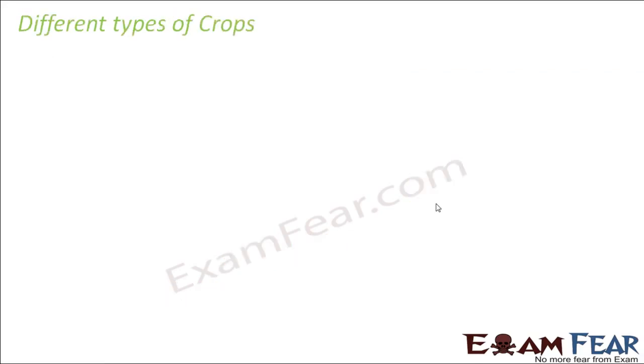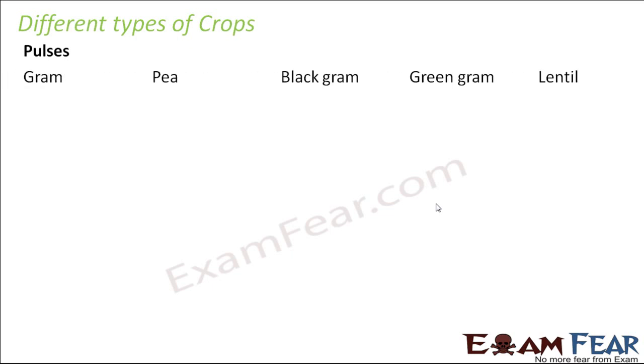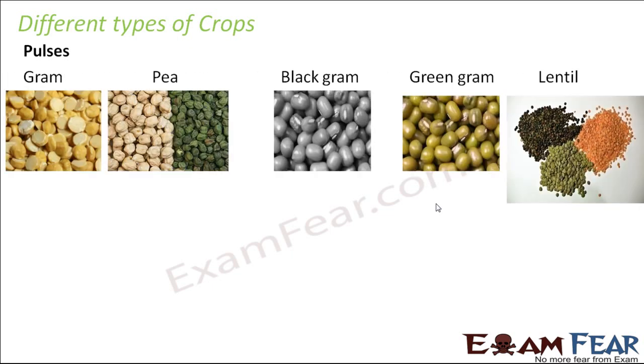Now we will talk about the different types of crops. There are many different types of crops being cultivated. For example, pulses also fall under the category of crop, like gram, pea, black gram, green gram and lentils. I'm sure you have seen all these stored in boxes inside your kitchen, because we eat them in different forms, maybe as chole or maybe as dal. There are many different ways we eat each of these, but they all form pulses.